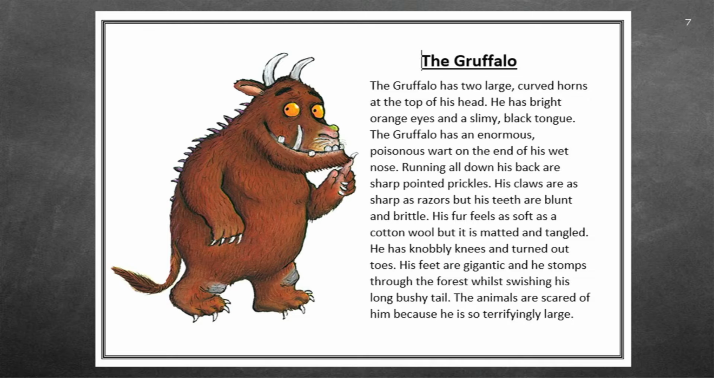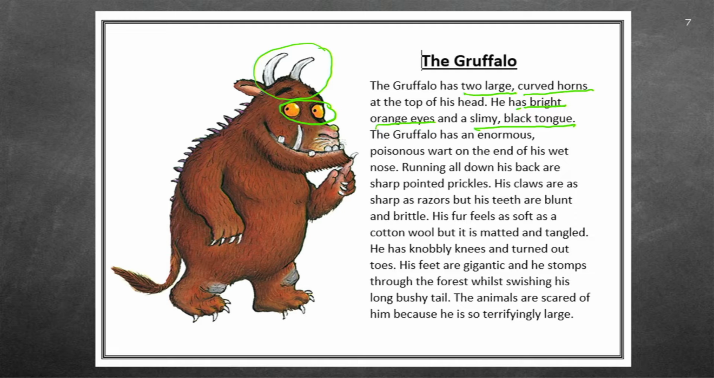So we've got the Gruffalo, very important. We've got our title, so we know who we are introducing and who we are describing. So it says here, the Gruffalo has two large curved horns. So we have these two large curved horns. They didn't just say two horns or curved horns, two large curved horns. It explains it so much more. On the top of his head, he has bright orange eyes and a slimy black tongue. So you can see these beautiful orange eyes.